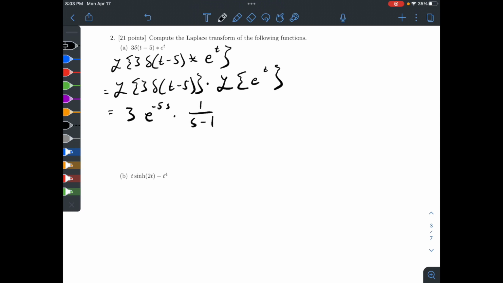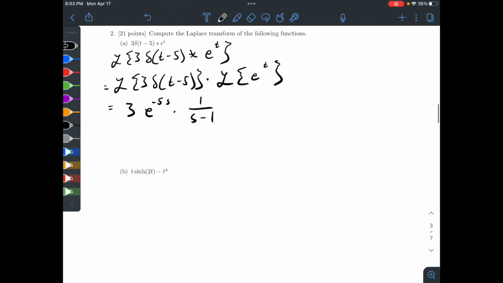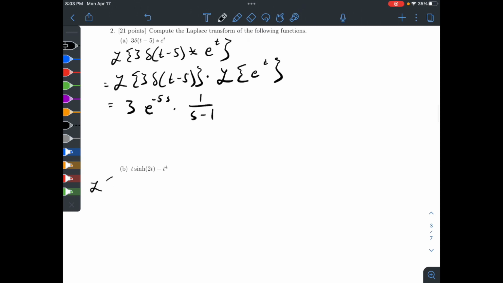All right, t times sinh of 2t, minus t to the 4th. So the Laplace transform of this.